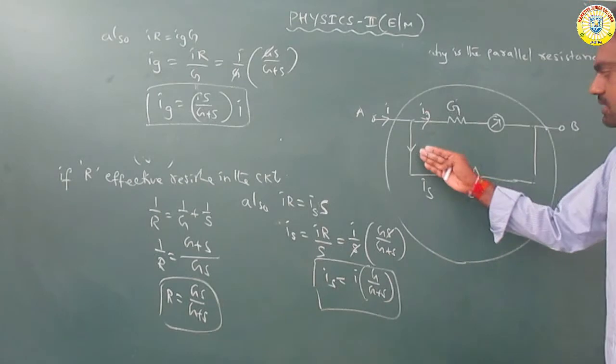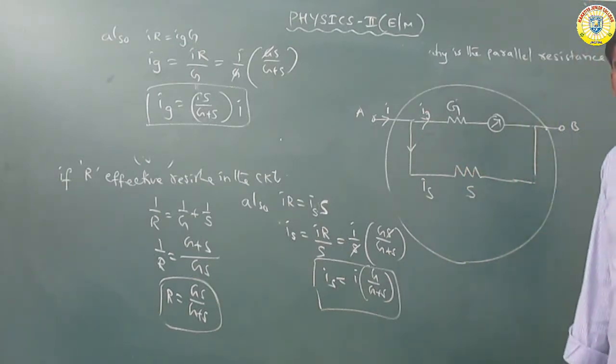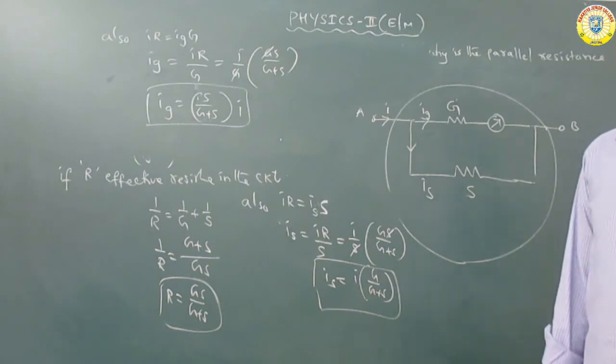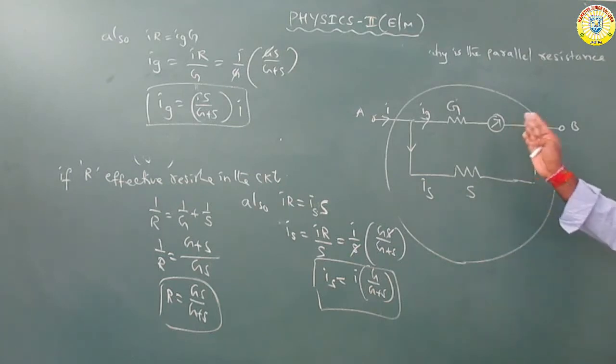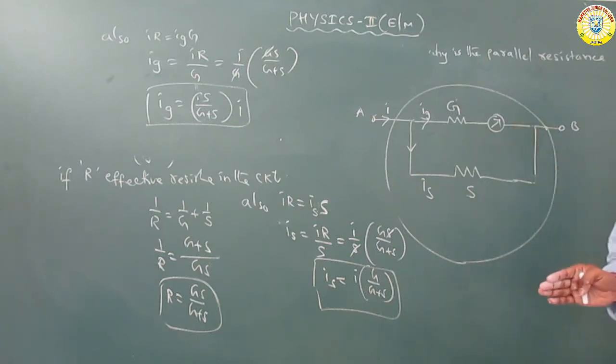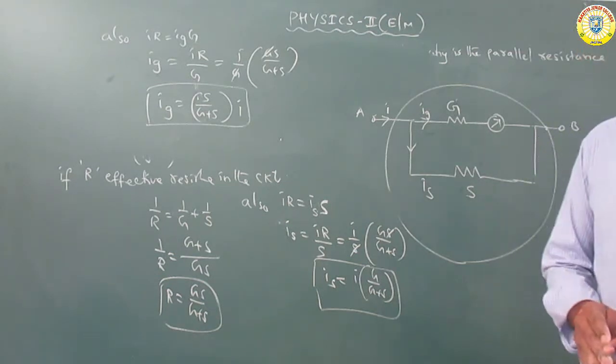The large current is passing through the resistance, so the galvanometer is protected. Why? Because the shunt resistance is connected in parallel in the circuit and is small, and it is connected in parallel, so the galvanometer is converted to the ammeter. Okay, got it.